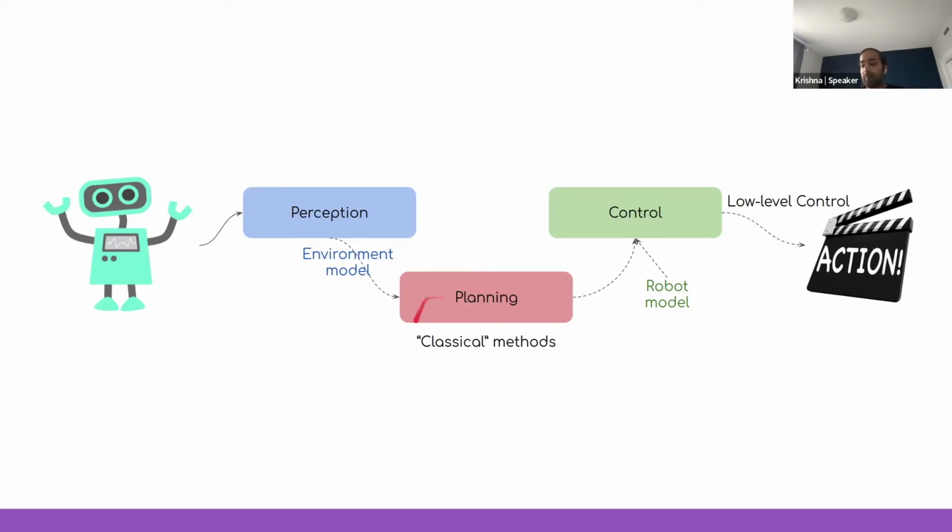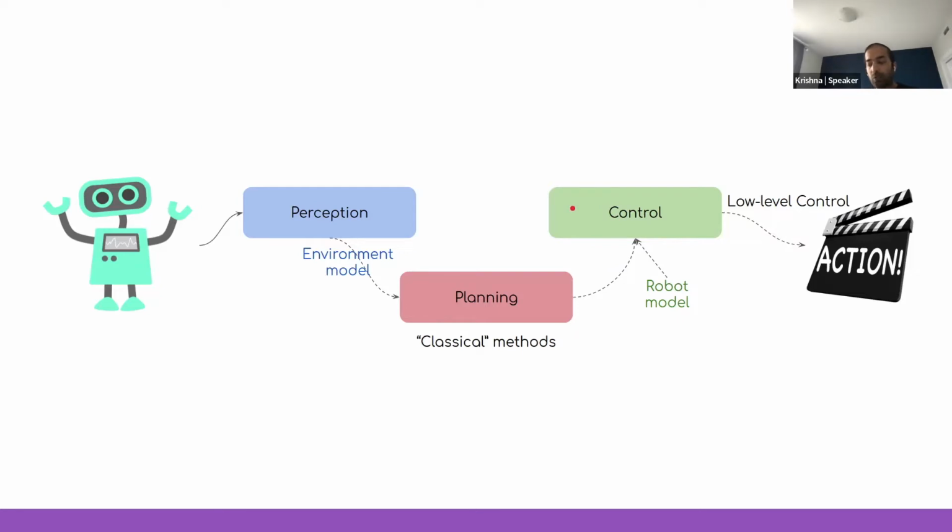And then you have planning, which basically takes into account all of these environment models and some notion of the goal that the robot wants to achieve, and then comes up with a broad or high level plan of how to get there. So for a self-driving car, it would be what route I take to get to a particular destination. And then you have the low level control module, which actually generates the steering commands, or for a legged robot, all the torques and so on.